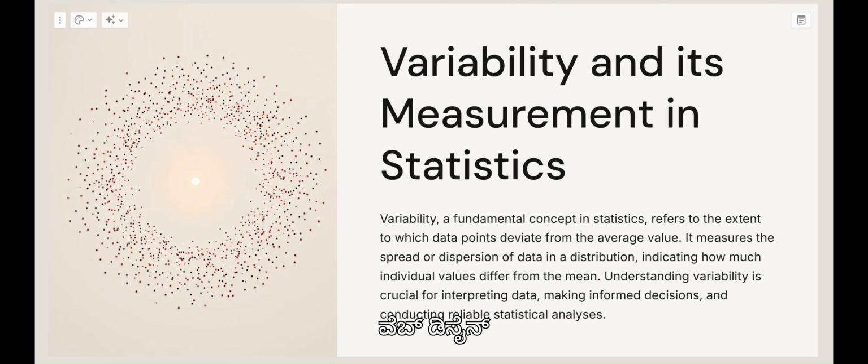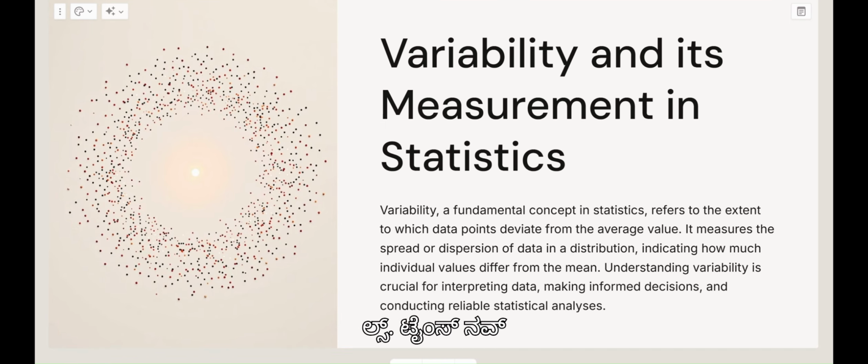Variability and its measurement in statistics. Variability, a fundamental concept in statistics, refers to the extent to which data points deviate from the average value. It measures the spread or dispersion of data in a distribution, indicating how much individual values differ from the mean. Understanding variability is crucial for interpreting data, making informed decisions, and conducting reliable statistical analyses.